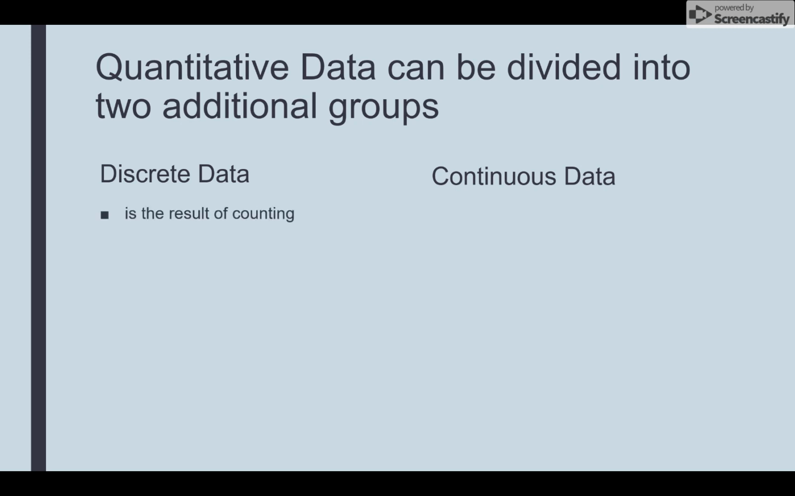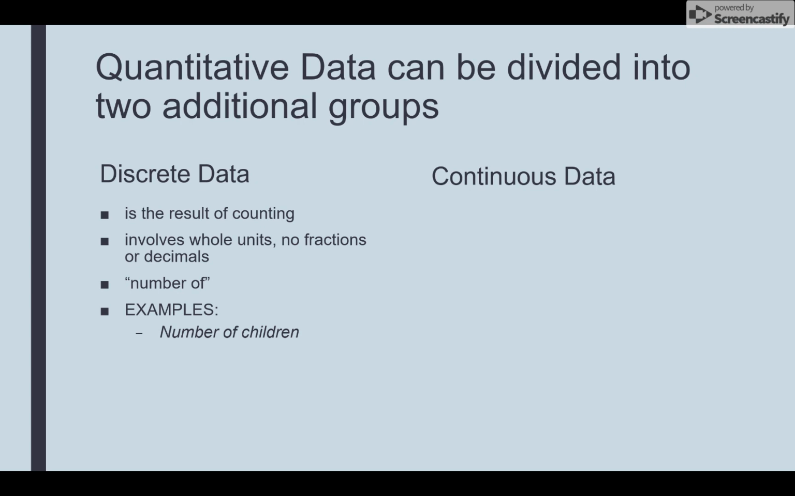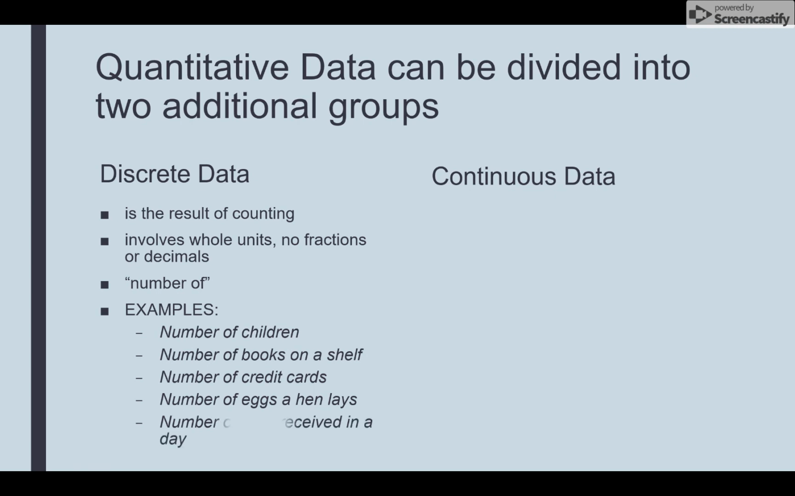Discrete data is the result of counting: 0, 1, 2, 3. It involves whole units, no fractions or decimals, again, because we're counting. Typically, the description will involve the phrase "number of": the number of children, the number of books on a shelf, the number of credit cards, the number of eggs a hen lays, the number of calls received in a day. Things where you're counting, you have whole units.